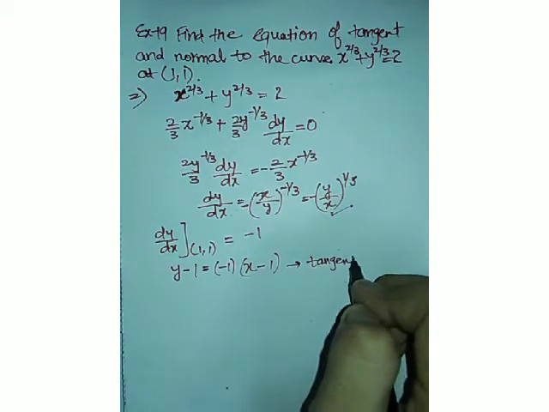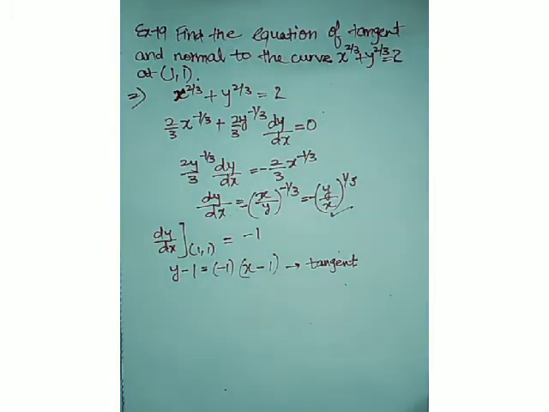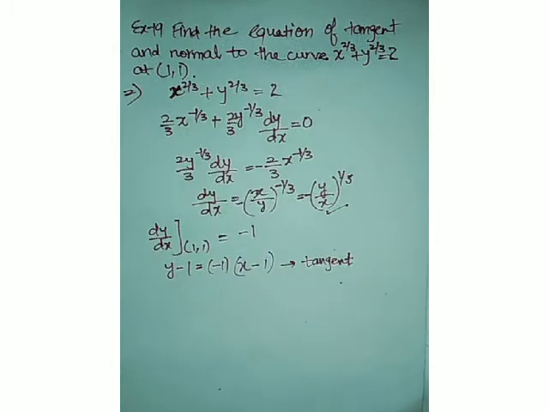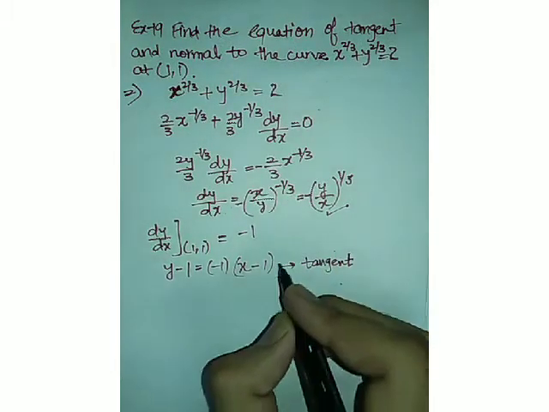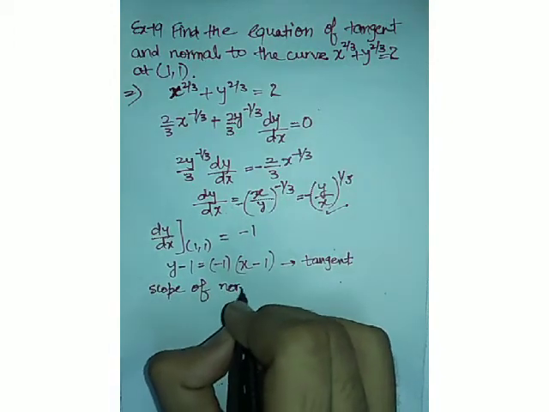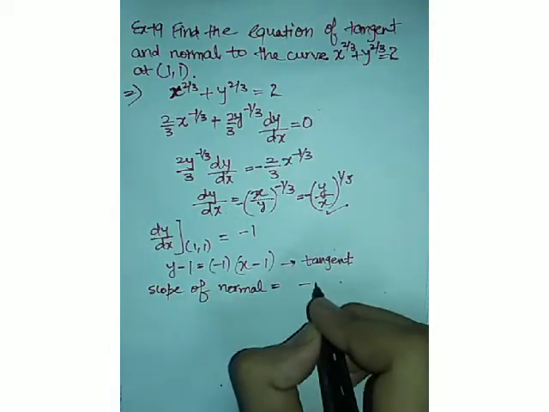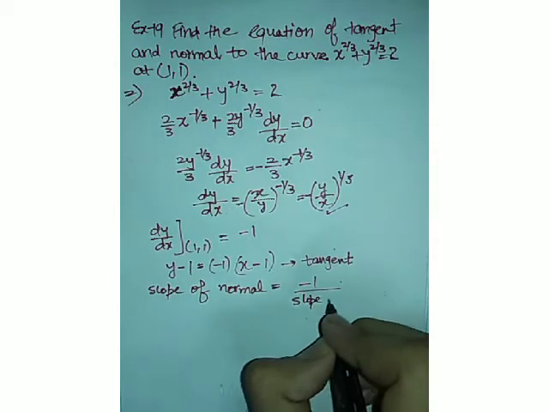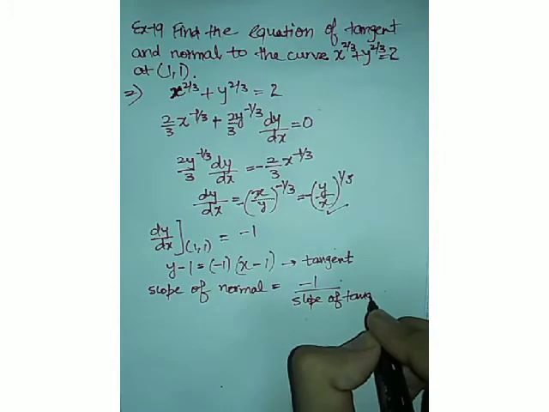Now we have to find the equation of normal as well. The equation of normal is pretty much the same as the equation of tangent, but the slope is different. Now slope of normal is equal to minus 1 upon slope of tangent. Alright, so what is the slope of tangent?